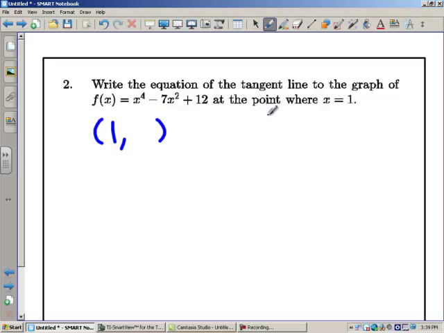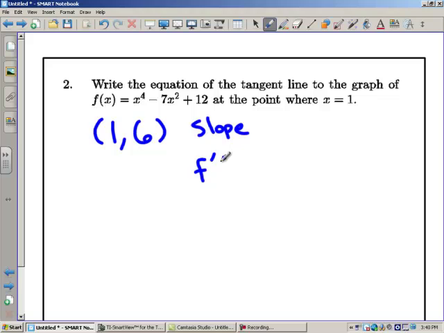So we need f of 1, and if we plug in a 1, we're going to get 1 to the fourth, which is 1, minus 7 times 1 squared, so that's just 1 minus 7, which is negative 6, plus 12 is 6. So that's the y coordinate. The next thing we need is a slope. And how do we find slope? We find that with derivative. And how do we find derivative?